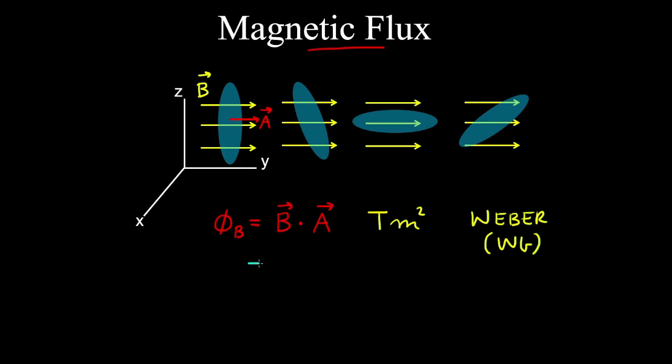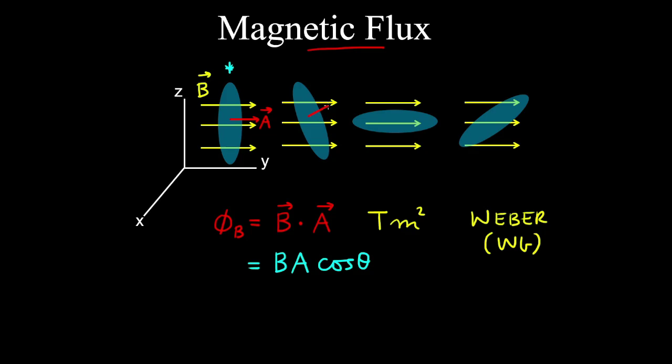So if we write this using the definition of the dot product being the magnitude of B by the magnitude of the area vector being the area of the surface by cosine of the angle between the two vectors, well, in this case the angle between the two vectors is 0, so the magnetic flux through that area is a maximum.